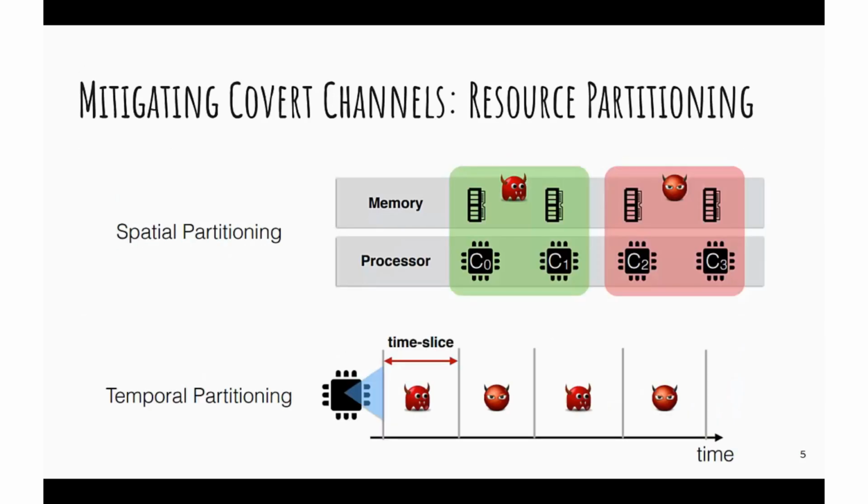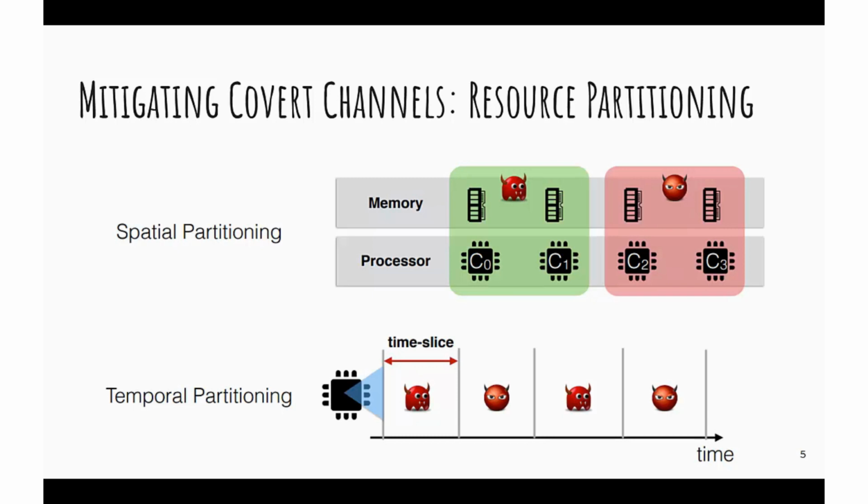Mitigation against those attacks is basically resource partitioning, which can be spatial partitioning or temporal partitioning. Spatial partitioning is the separation of the resources between the users, which means that each user will have their own CPU or their own core and memory, and won't be able to access a different memory or a different core.